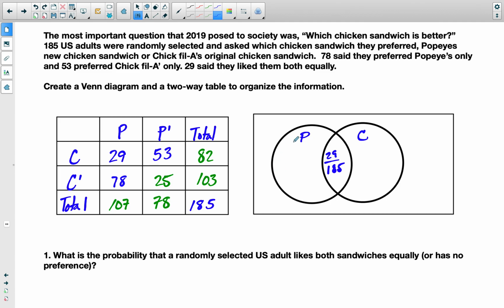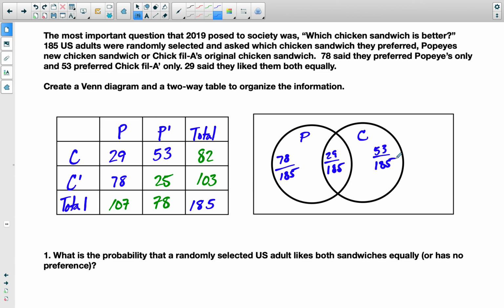So now this is where students do tend to run into some difficulties. Now when I do Popeyes, I already have 29 in here, but 78 said they preferred Popeyes only, so then I know that's 78. If they would have gave me the total for Popeyes, I would have had to subtract out that 29, because there was already 29 people accounted for. So 78 out of 185. And then 53 preferred Chick-fil-A only out of 185.